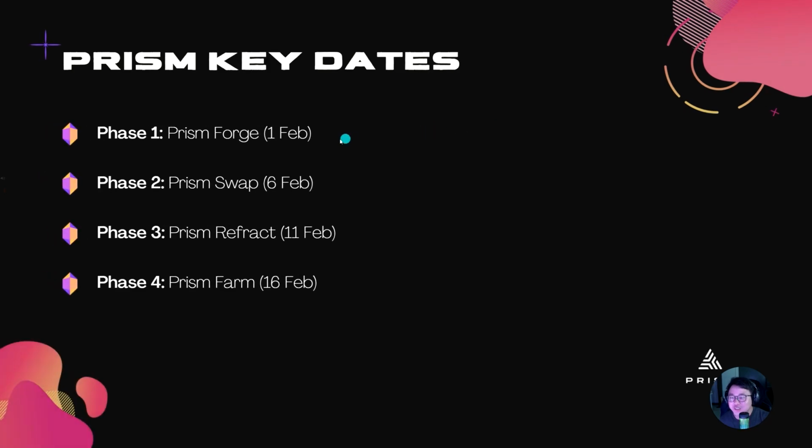So just to take note of the important dates again, we have 5th of February as the withdrawal date, and anytime from now to 4th February you can still deposit, and then 6th February you can start to swap Prism, and then 11th February you can refract your Prism, and 16th February you can farm Prism with yLUNA.